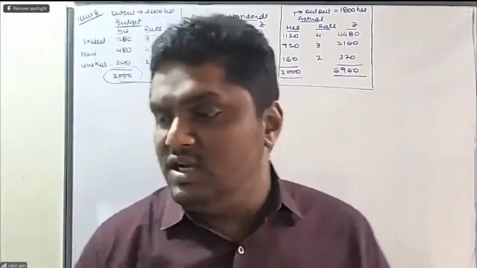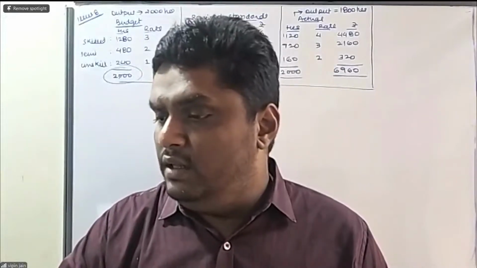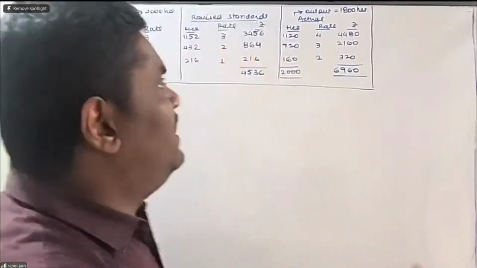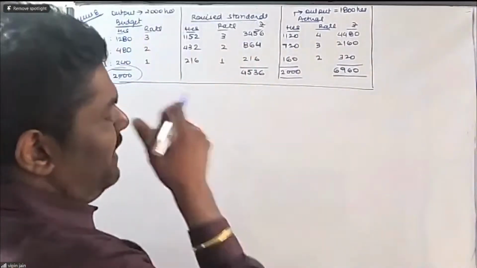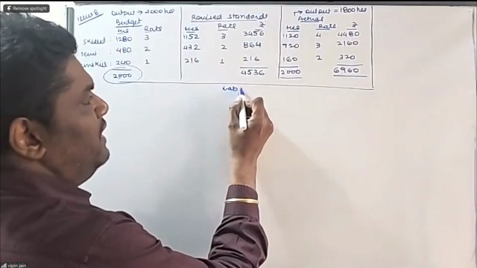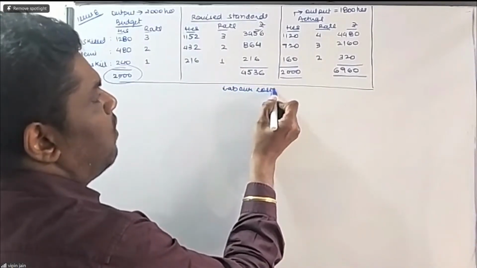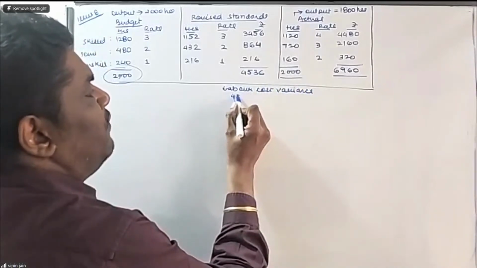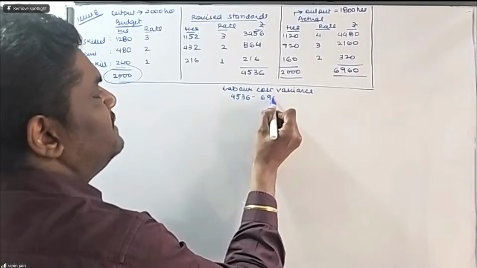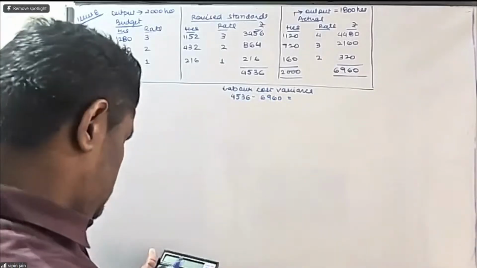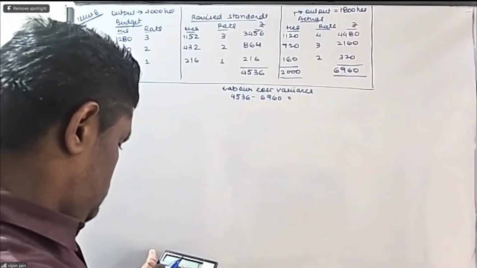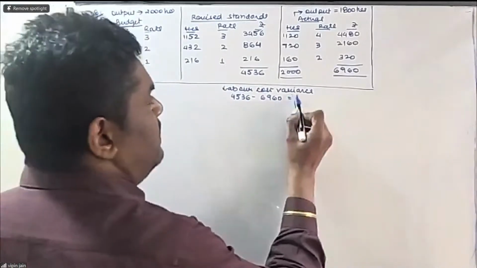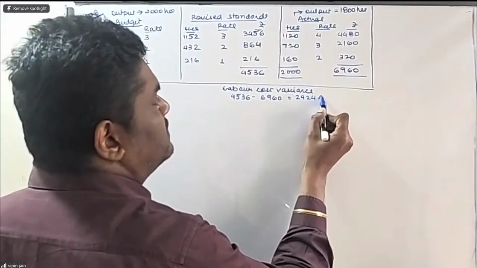So now our master chart is ready. Very good, Nitin. Very good, Neeru. All your answers are correct. So now our master chart is ready. Now, can we calculate all the variances? Yes. The first one is labor cost variance. That is 4536 minus 6960. So this will be 2424 adverse.